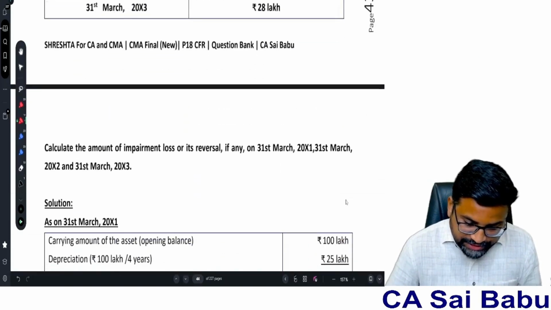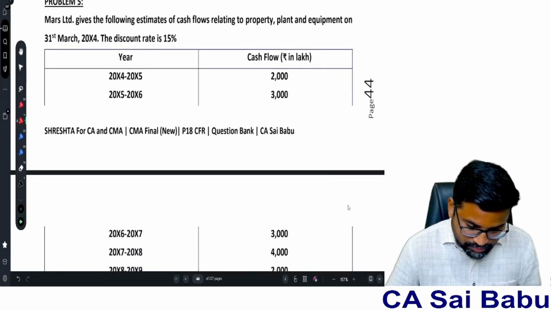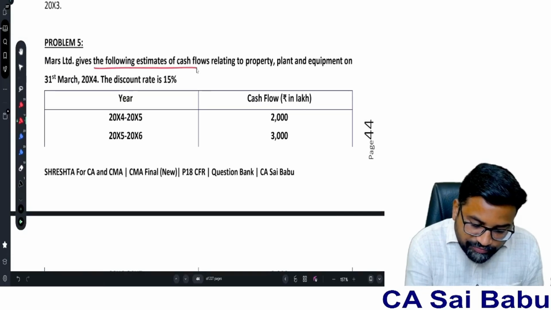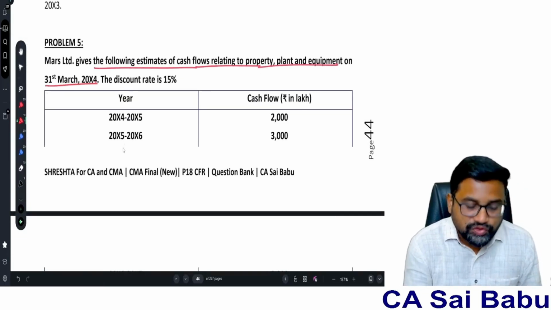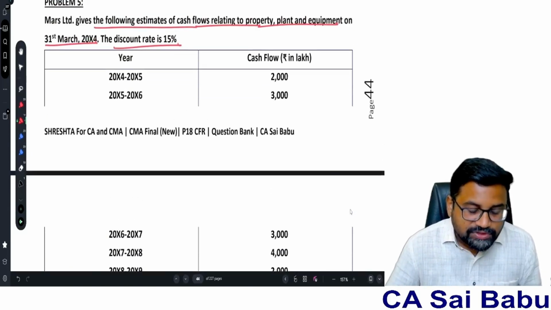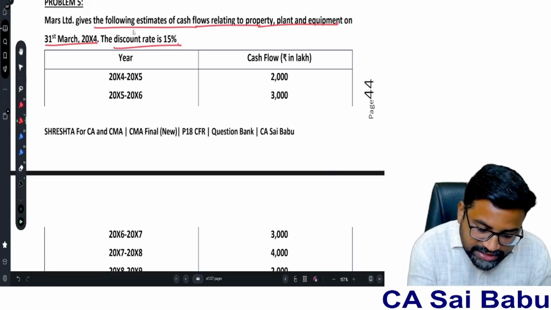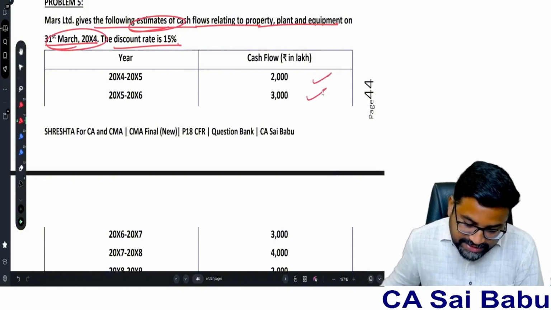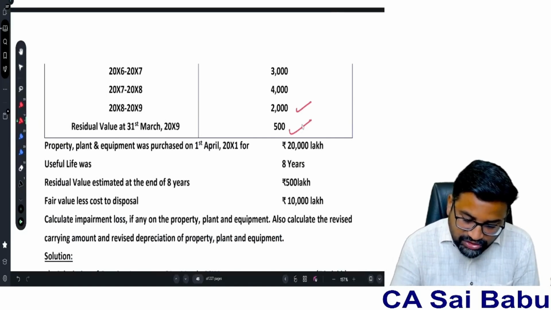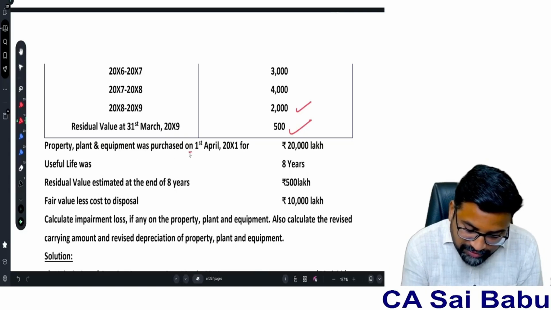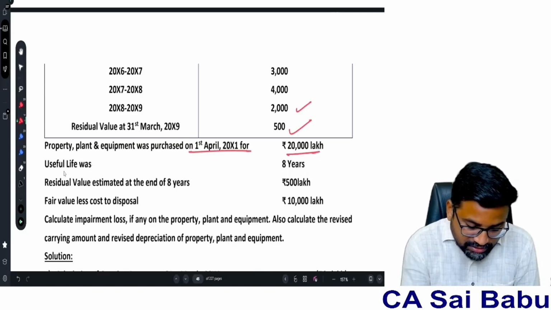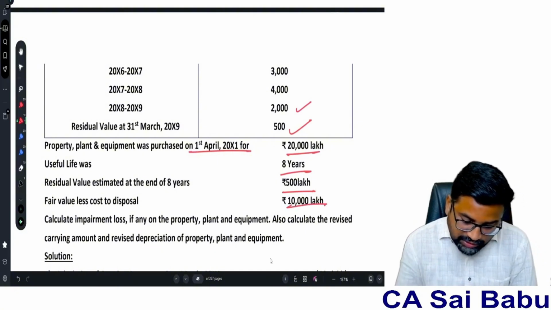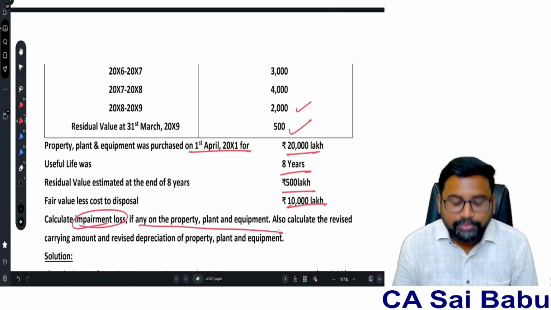Okay. Now next. So you can also see problem number 5. Mars Limited gives the following estimate of cash flows relating to PPE on 31st March 2014. Discount rate 15%. So the expected cash flows of the Mars Limited are given, sir. Actually, they are giving you the details as on 31st March 2014 relating to the future cash flows. So 14, 15, 15, 16, 16, 17, 17, 18, 18, 19, residual value 500 at the end. Property, plant, equipment was purchased on 1st April 2011 for 20,000 lakhs. Useful life 8 years. Residual value estimated at the end of 8 years 500 lakhs. Fair value less cost of disposal 10,000 lakhs. Calculate impairment loss if any on the property, plant, equipment.